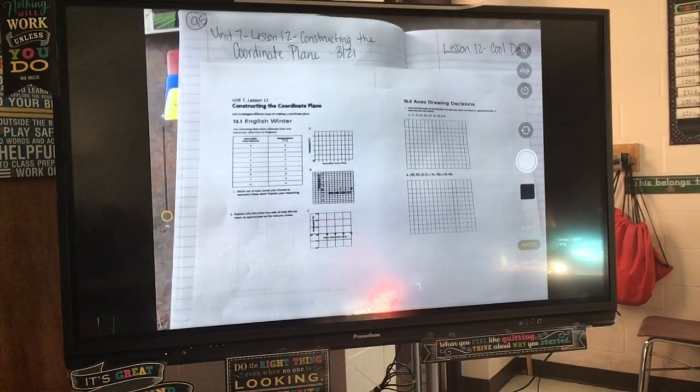All right, so we are continuing with the coordinate plane. We're gonna spend a lot of time this week working with the coordinate plane. So let's look over here real quick at our essential question. It says, what is the coordinate plane and how does it relate to number lines?